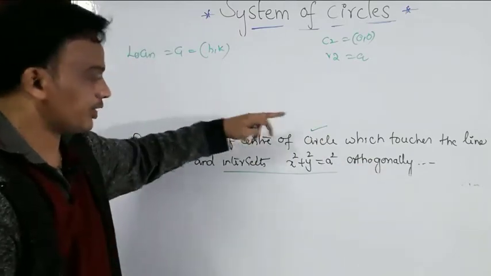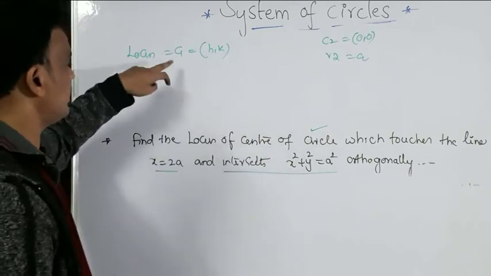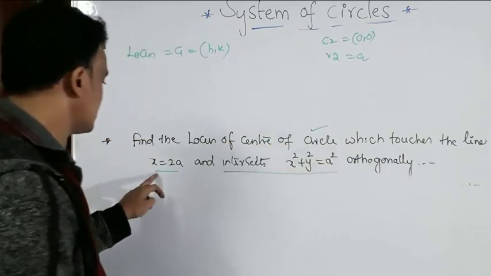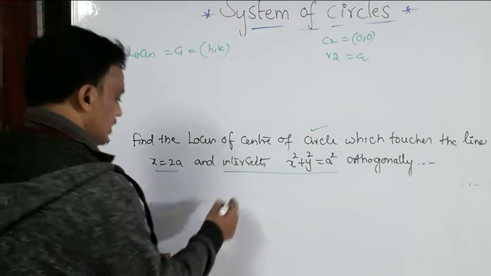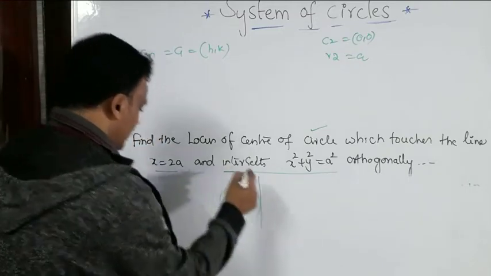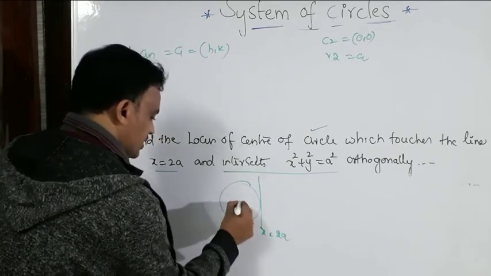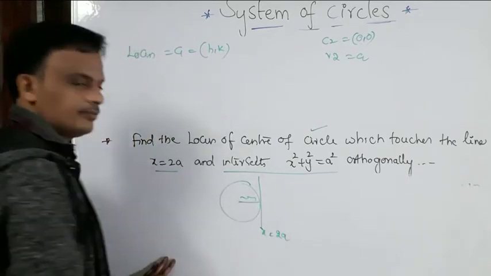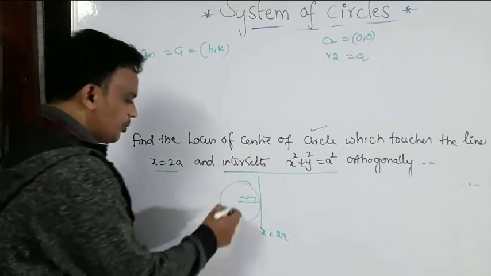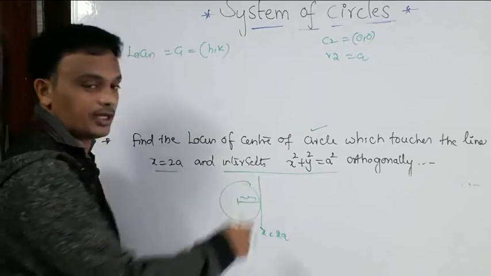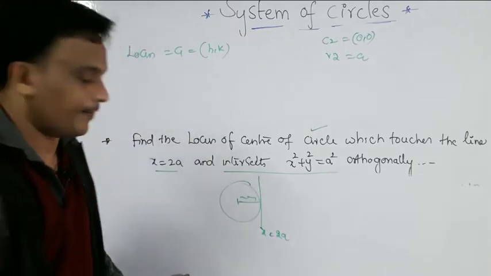So the equation of the required circle, whose locus point center is h comma k, and which touches the line x equals 2a. Can you say this one? If any circle touches the line x equals 2a, can you say what is the radius of the circle? Radius is equal to the perpendicular distance from the center of the circle to the line, which is the condition for tangents to a circle.